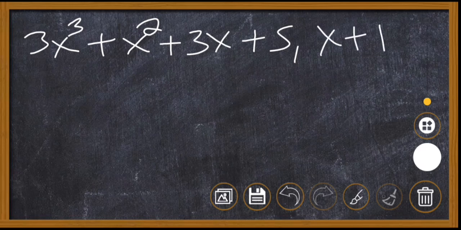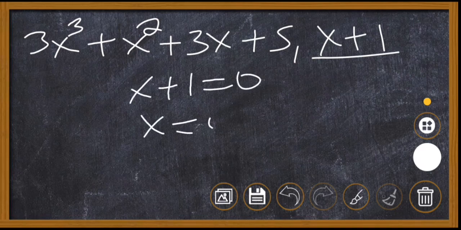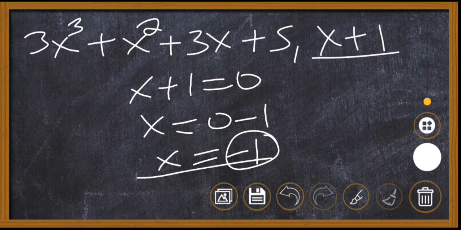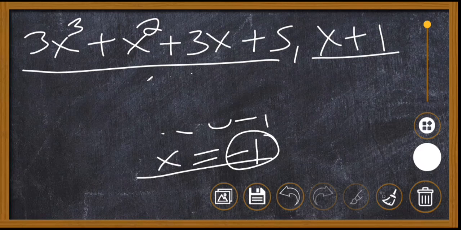So in this case we have to solve this divisor here. So x plus 1 equals 0. So we know it's going to be 0. When this comes to that side, it's going to be negative, and then 0 minus 1 is negative 1. So this is the value that we are going to replace in this dividend here. So let me just wrap this part here.